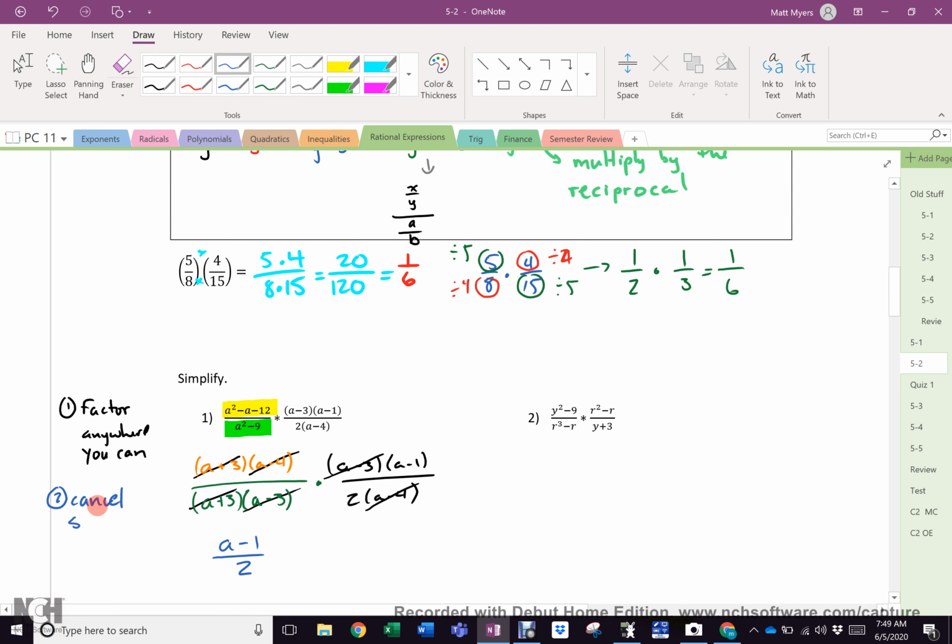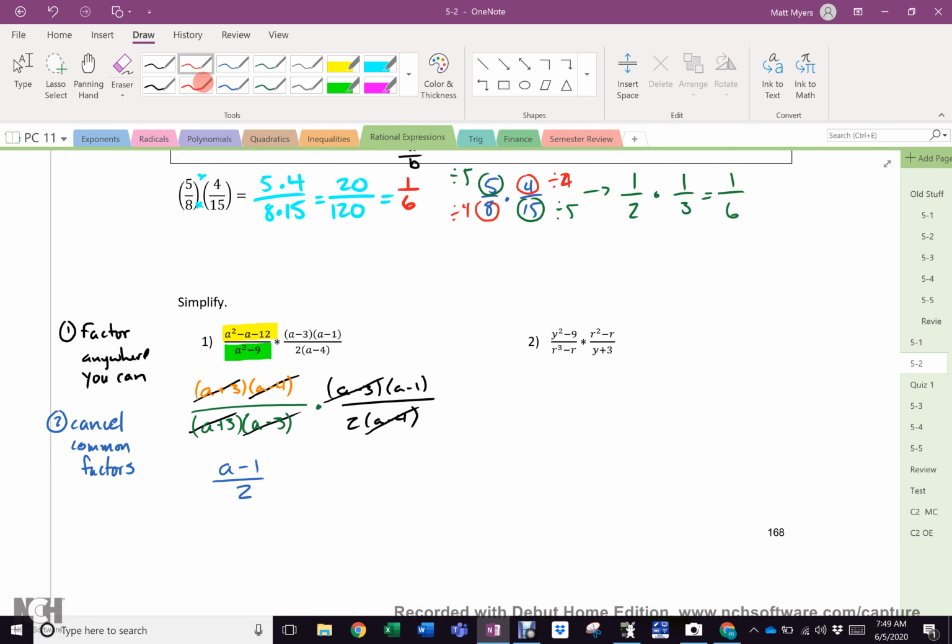Cancel common factors. And then there's a third thing we have to check. Check NPVs. And actually the NPVs you have to do before you cancel. Sorry about that. So I really need to check my NPVs there. So A cannot equal plus or minus 3 for that one, and 4 for that one. So sorry about that, ladies and gentlemen.